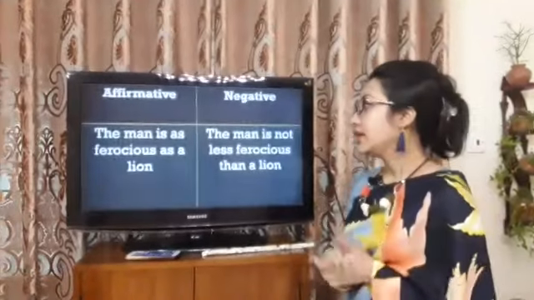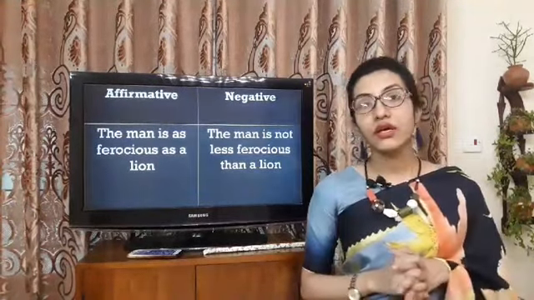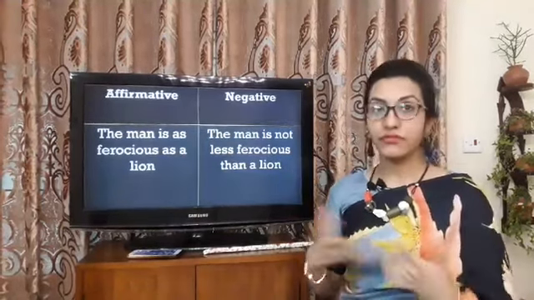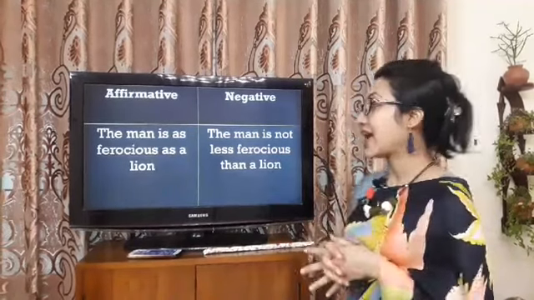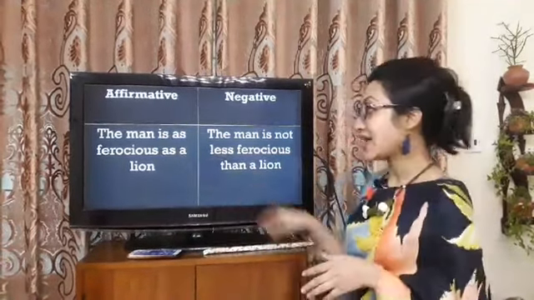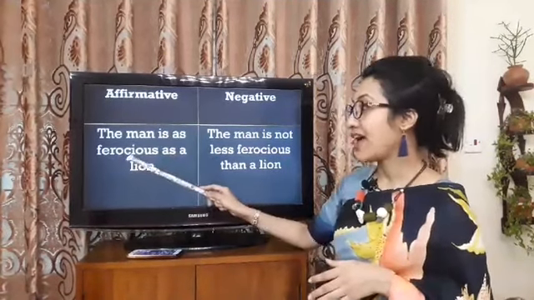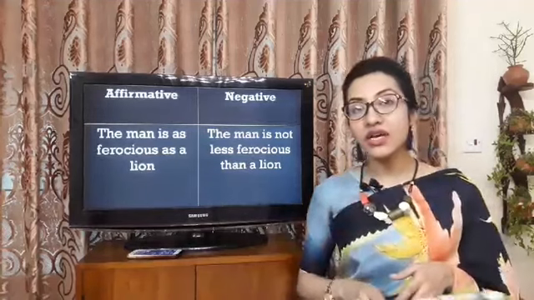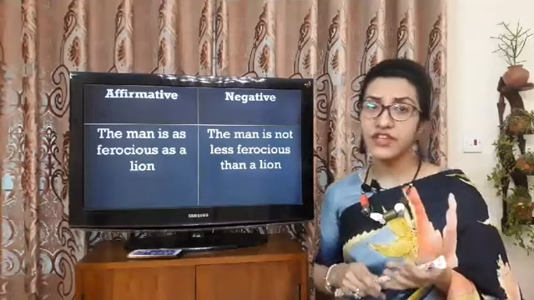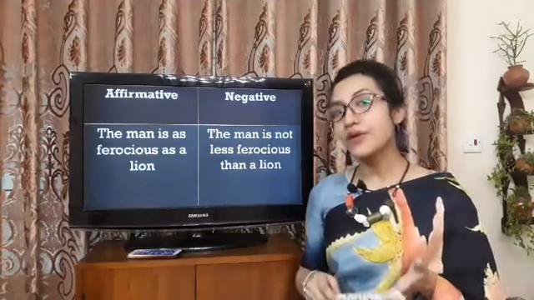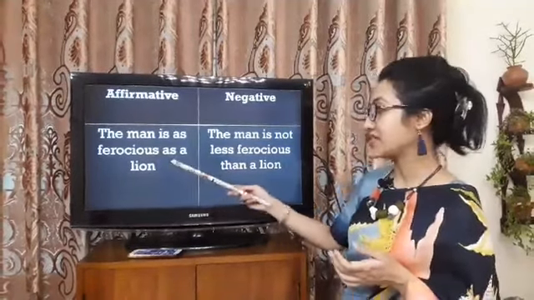Now this one, the man is as ferocious as a lion. এই মানুষটা সিংহের মতোই ferocious, হিংস্র. So the man is not less ferocious than a lion. As if you have as in affirmative, so as plus adjective plus as. So আমরা জানি যে adjective-এর 3টা ফর্ম আছে. Comparison of adjective, positive, comparative and superlative. So this is the positive form, as plus positive form plus as.